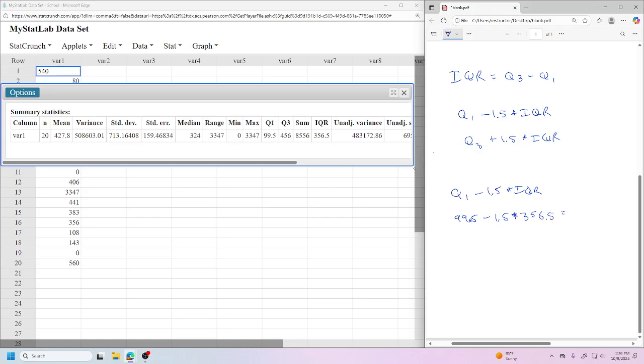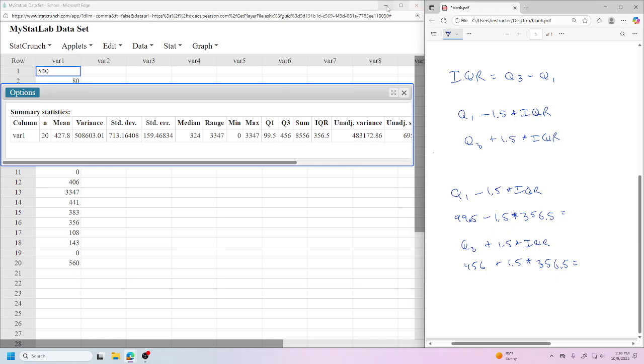Okay, and then we're going to get a number for that. The other one, Q3 plus 1.5 times IQR. Just going through this, we got 456 plus 1.5 times the 356.5. Are y'all confirming my numbers on the formula? Y'all see that I got the numbers and I just pop them in. Is that okay? All right, cool.